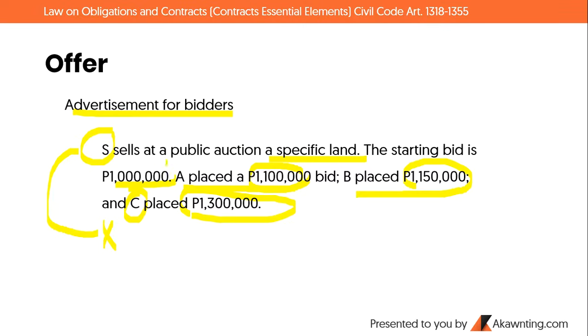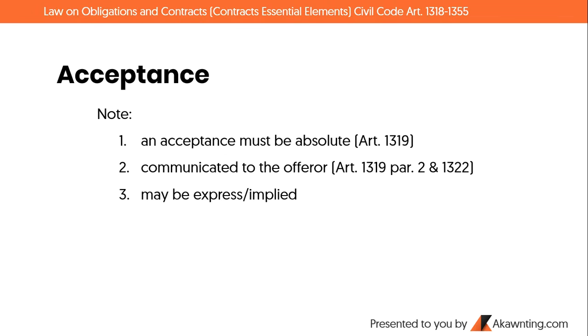So basically, hindi si S ang nag-o-offer dito. Ang nag-o-offer si A, si B, and si C. So ito yung offer nila: 1,100,000, 1,150,000, and 1,300,000 offer. Offer yung mga yan, na pending ng pag-accept ni S. Nakasalalay kay S kung kaninong offer yung kanyang i-accept. Pero normally, in auction, it is granted to the highest bidder. Tatandaan nyo yun. Next, let's go to acceptance.